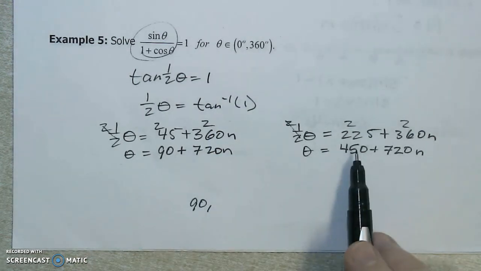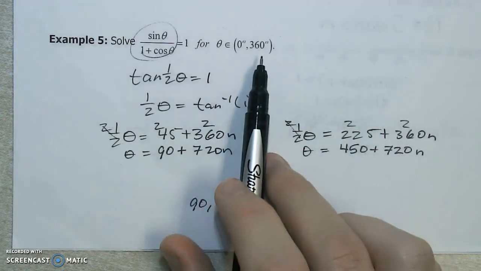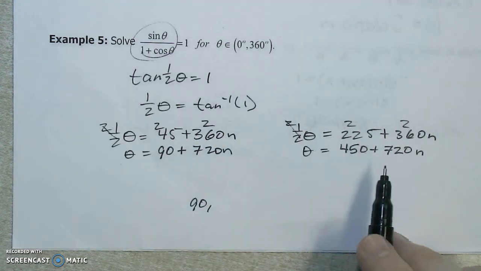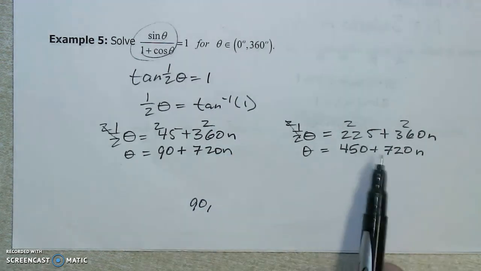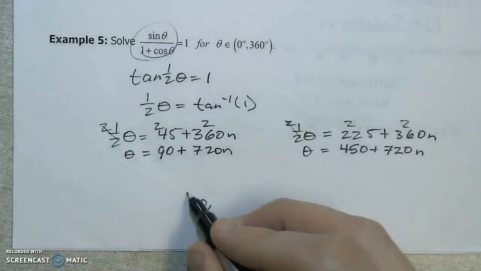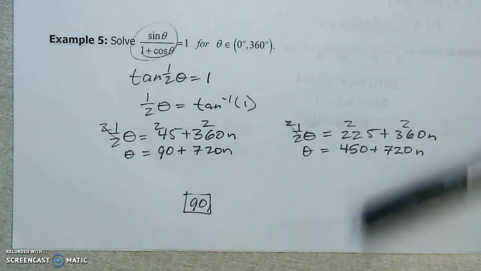Here, 450, if I leave it alone, it's already too big. If I subtract 720, it would be negative, so I'm not going to get anything from this equation. 90 is the only answer that we get for example 5.